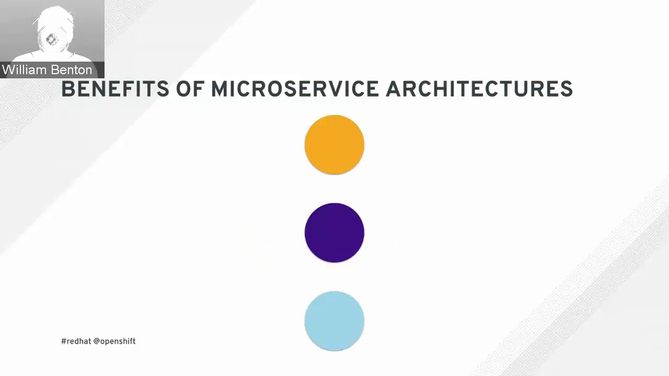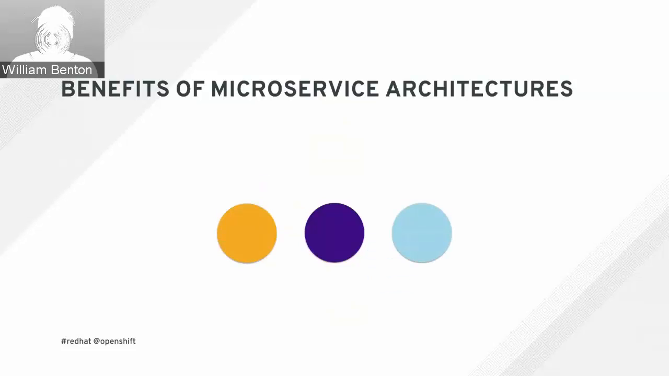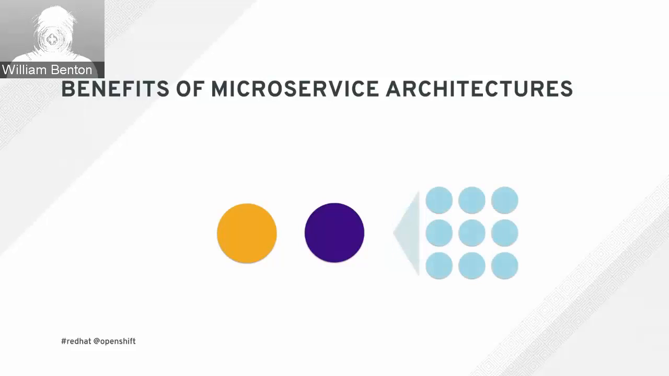They're easy to scale out because you can run them on a single machine, or you can spread them out across multiple machines. If you have one service that turns out to be a bottleneck, you can load balance behind a proxy, and so on.